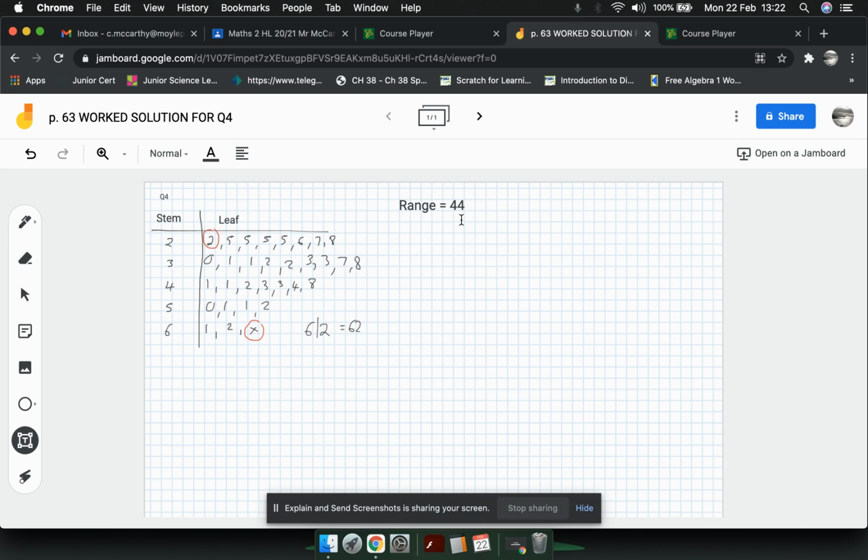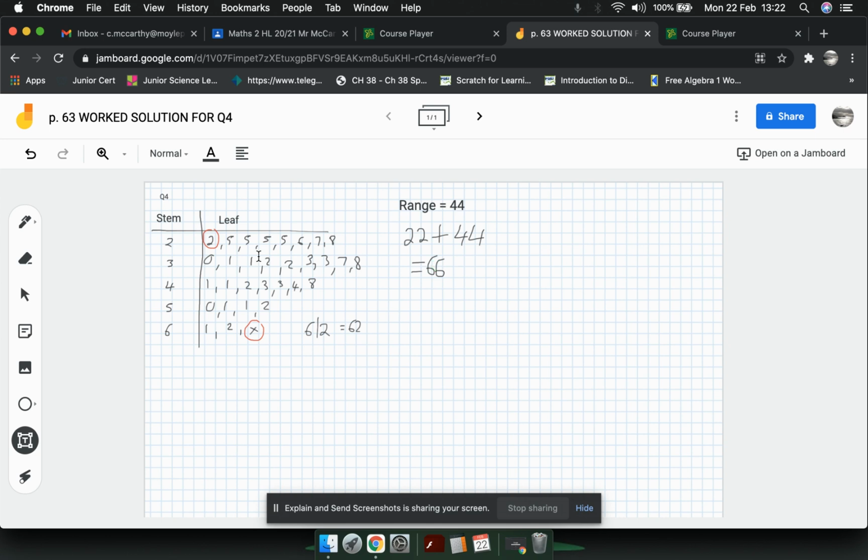So all I have to do here to figure out the maximum number is add those numbers. So if you look at it, what I'm really adding here is 22, so 2, plus 44, and that gives me 66. So what I have there is 66. The person's age, the maximum age on this stem and leaf diagram, is 66.